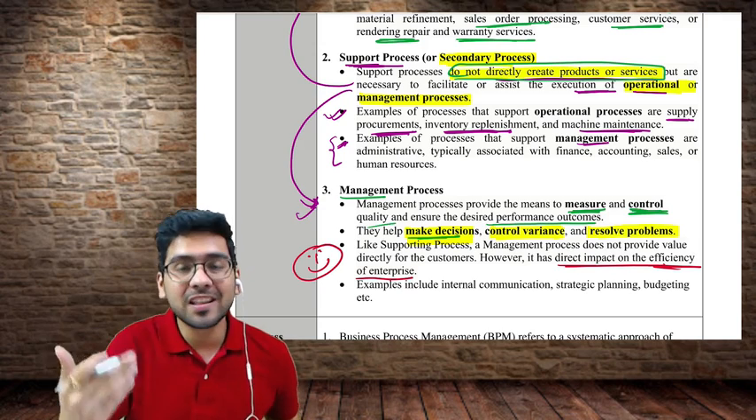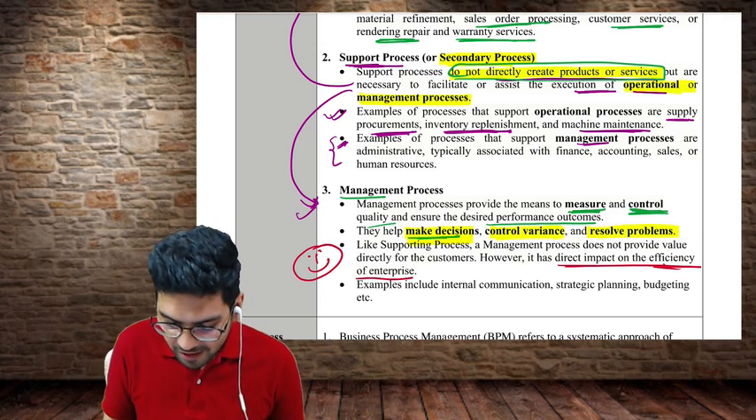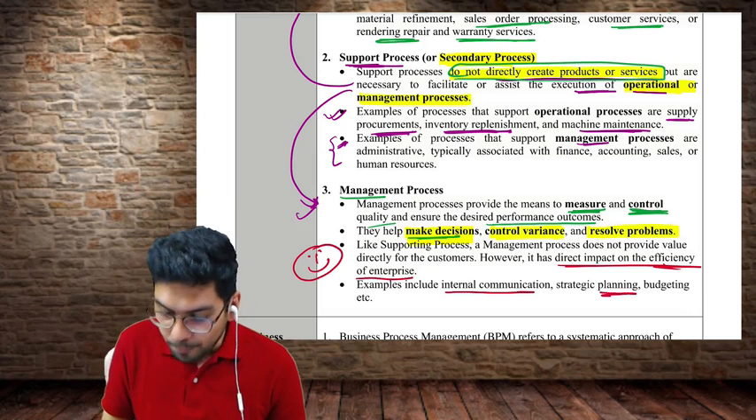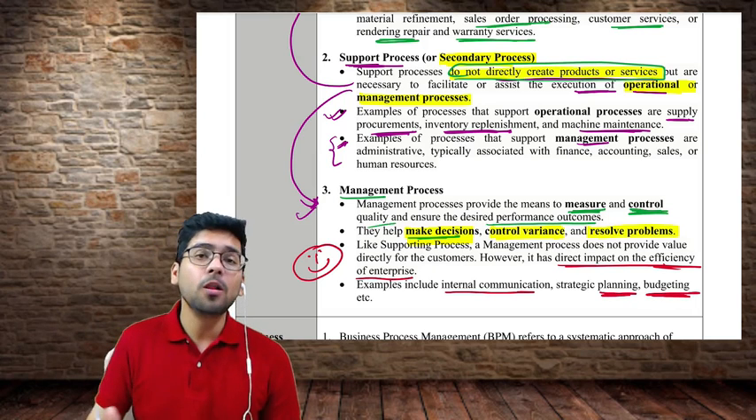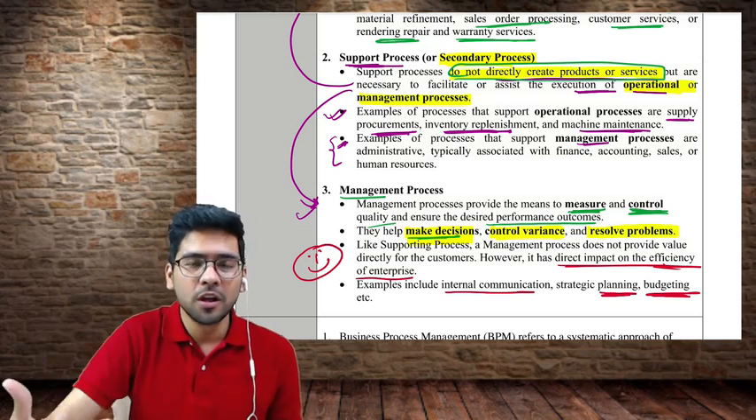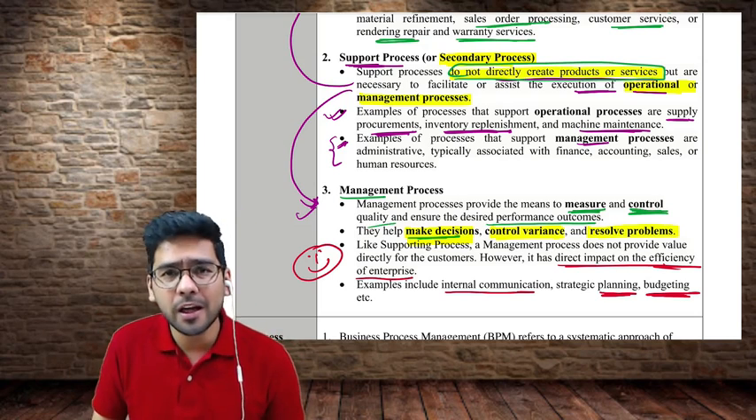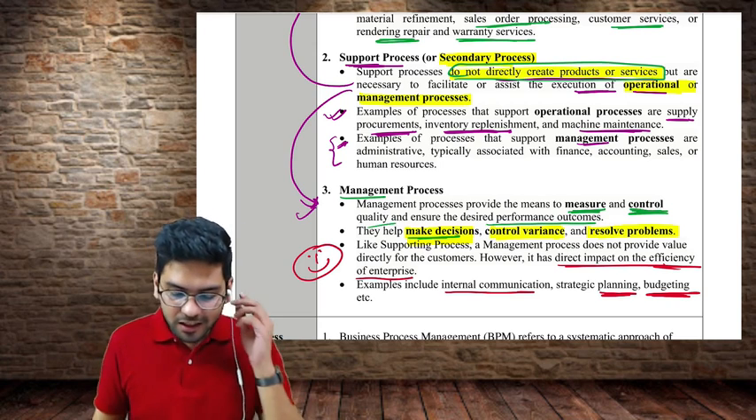Now, what are the examples of management process? Let us understand. Internal communication, there has to be proper communication, proper planning, and budgeting. Budgeting and all is a tool that helps management in conducting the operations very efficiently and effectively. So these are certain examples.